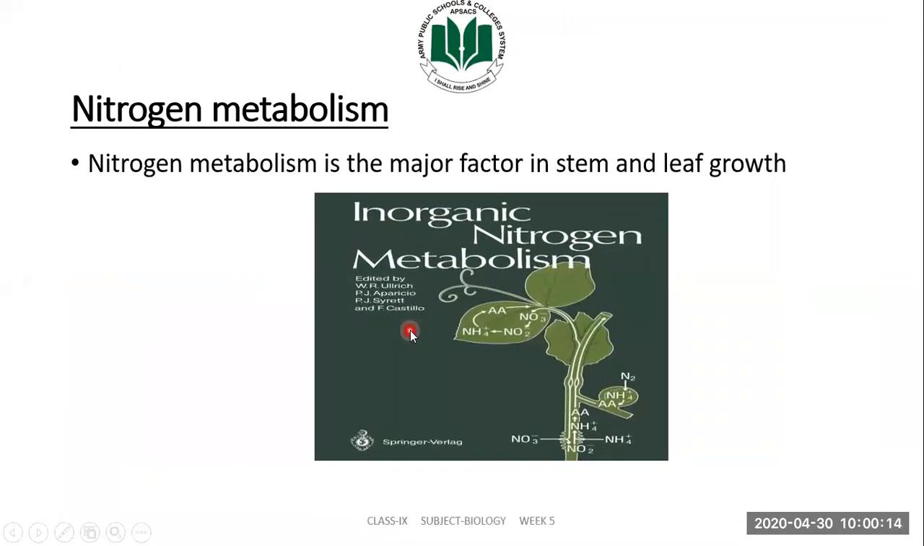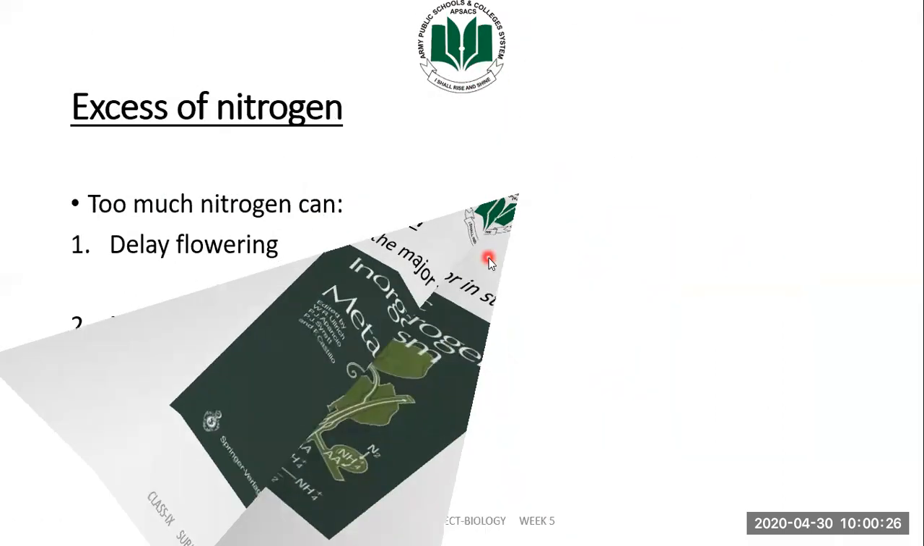Further, nitrogen metabolism, the process in which nitrogen is converted into nitrates, nitrites, and then ammonia, is called nitrogen metabolism. And nitrogen metabolism is the major factor in stem and leaf growth, as we already know.